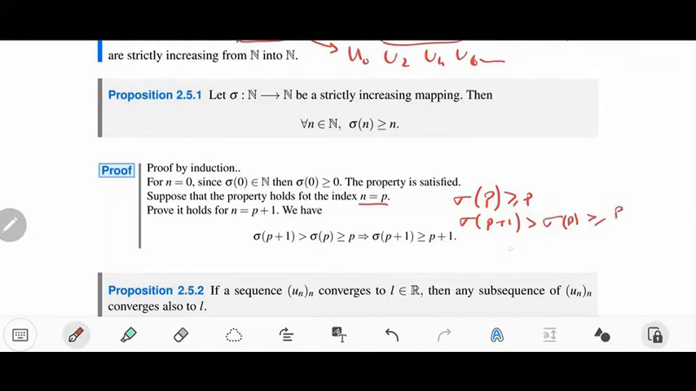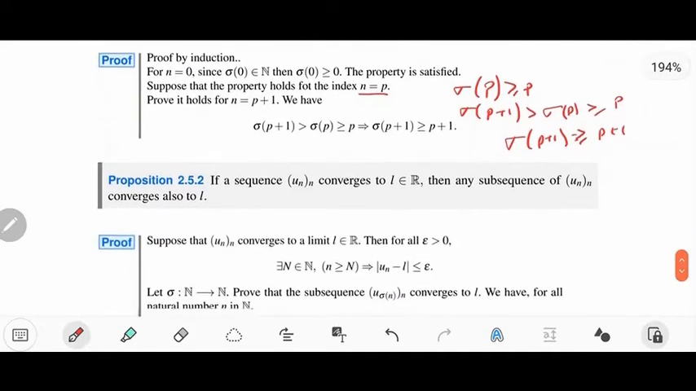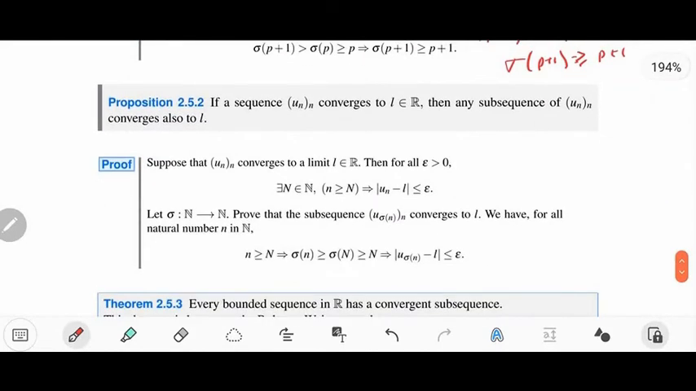So of course sigma of p plus 1 will be greater than or equal to p plus 1, because sigma of p plus 1 is an integer which is strictly greater than p, so it can be p plus 1 or greater. We will use this proposition to say that if a sequence converges to L, then any subsequence of Un converges also to L. We need to use the proposition on sigma in this proof. So if we have a convergent sequence, then any subsequence you choose will also be convergent and to the same limit.